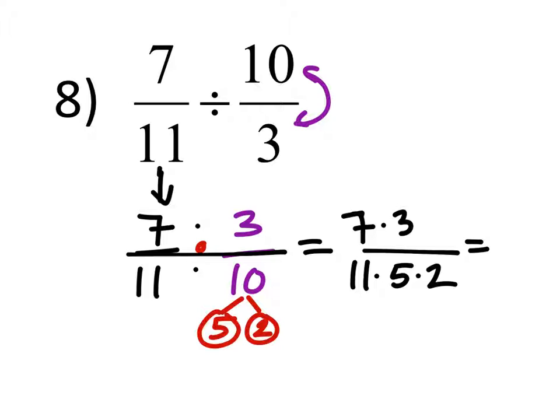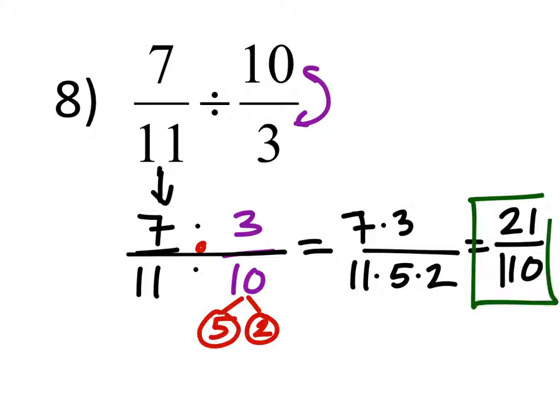So to find the actual answer, we're just going to multiply these straight across. 7 times 3 is 21, and 11 times 5 is 55, times 2, 110. That would be all. I got that right then.